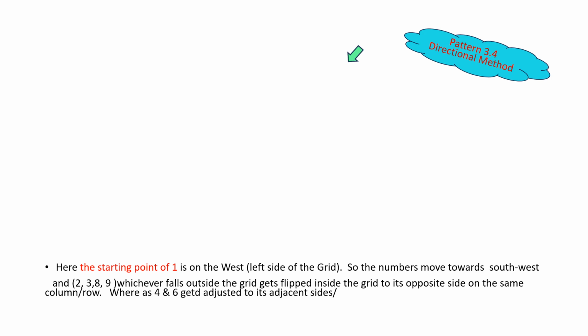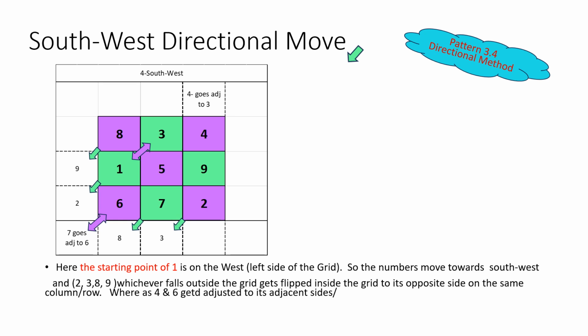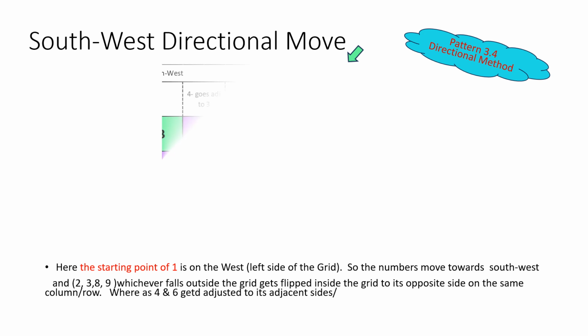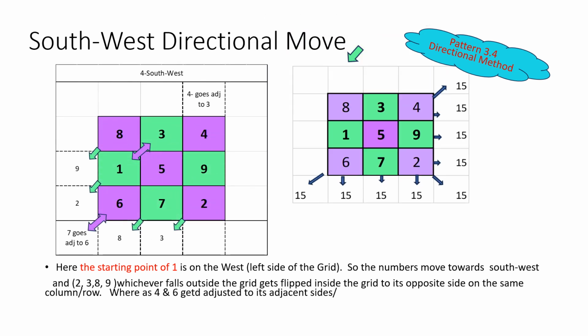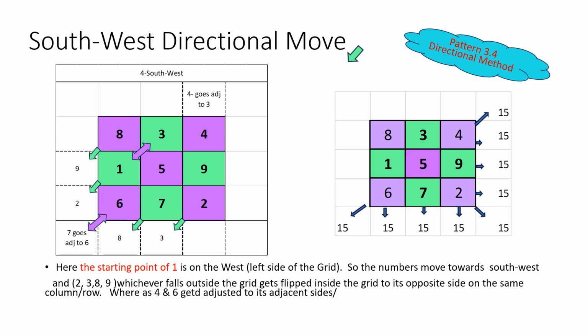Here the starting point 1 lies on the west. So from here onwards, on the single grid itself, all other numbers are explained together. Just have a look deeply. While traveling towards southwest, 2, 3, 8, 9, whichever fall outside the grid get flipped inside the grid, whereas 4 and 6, which are preoccupied, get adjusted adjacent to 3 and 7 respectively. So here it's done, your magic square. Get their total. It's 15 in all directions.